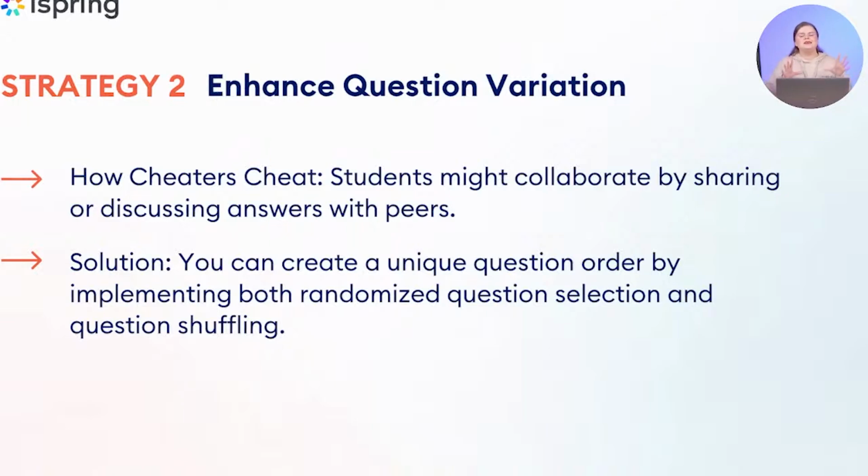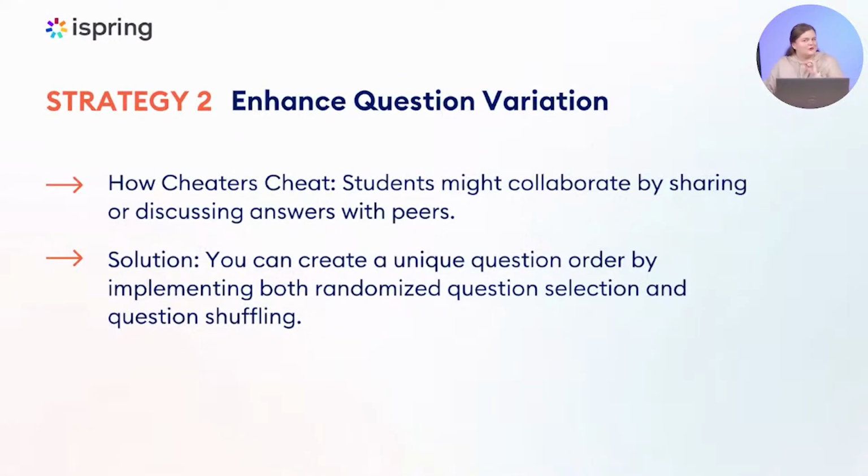So you can create a unique question order by implementing both randomized question selection and question shuffling. Questions are not only randomly drawn from a larger pool, but also presented in varying orders. By introducing unpredictability into both question content and order, this strategy disrupts memorization tactics, making collaborative cheating less likely to occur or to be successful. So, of course, let me demonstrate how you can implement this with iSpring.